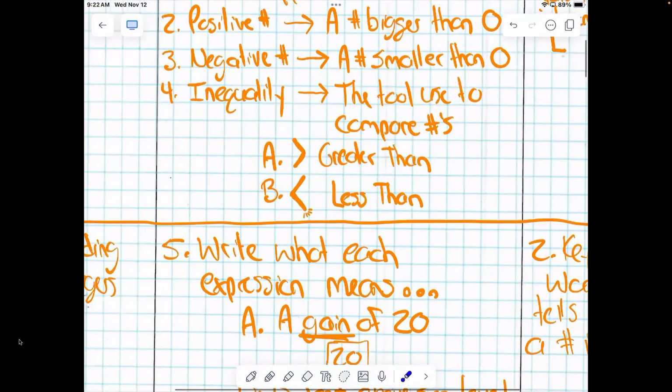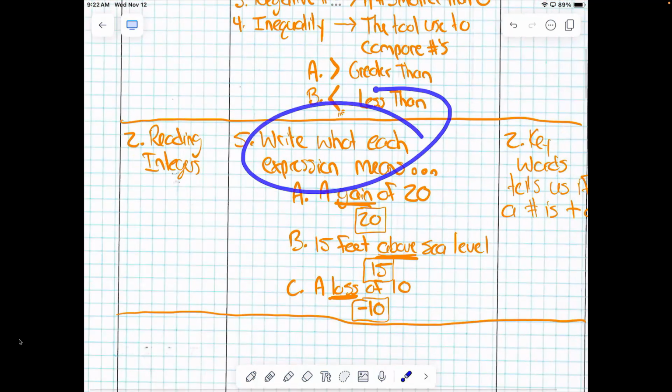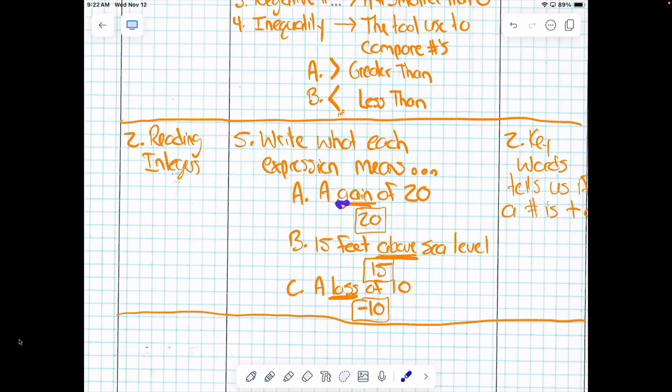Got it? Good. Expression. Pretty simple one if we know what these underlined words are called. Pretty simple if you know what gain means. Gain means a positive thing, right? So we write positive 20 or just 20. Loss is a negative thing, right? So we go backwards, so we write negative 10, whatever the number is. We good with that? Yes.